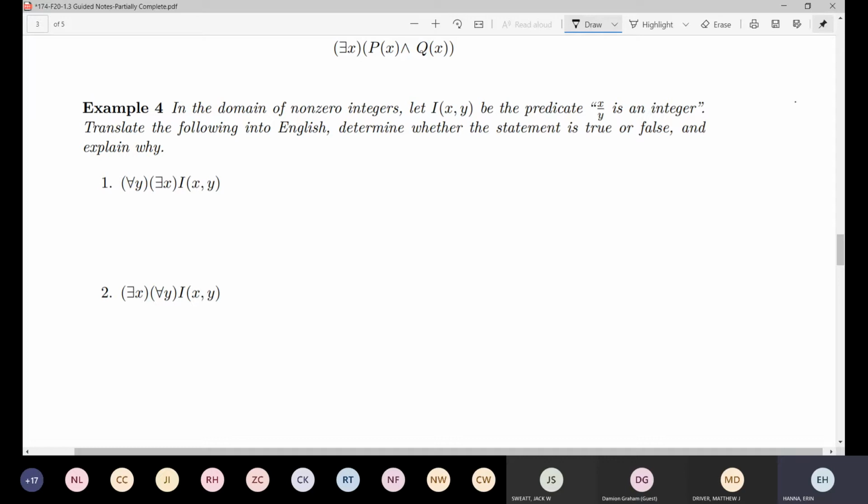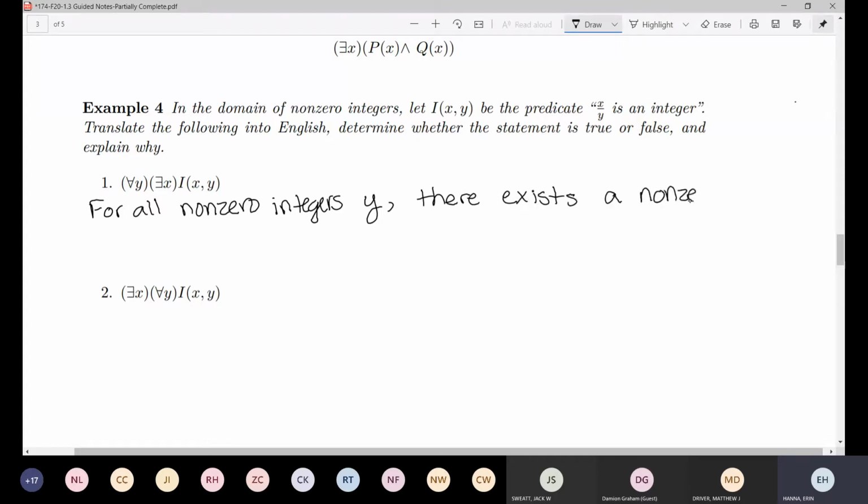Now, whenever you want to write down a variable, you should also specify the context that it's in. So we're going to say for all non-zero integers y. So we kind of add in that context of the domain that we're working in. So for all non-zero integers y, there exists a non-zero integer x such that, and now we have to just write out what I(x, y) means, and we're told that it means x over y is an integer. So again, it kind of just reads itself out. So the symbols from left to right, for all y, there exists an x. So for all non-zero integers y, there exists a non-zero integer x, I of x, y.